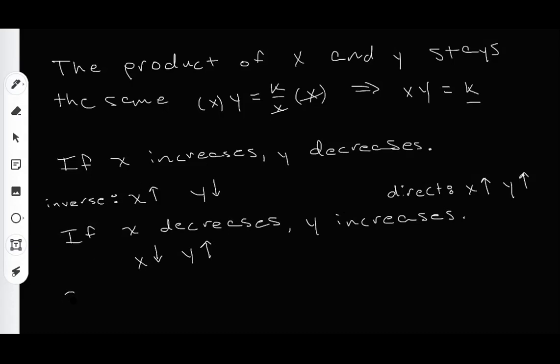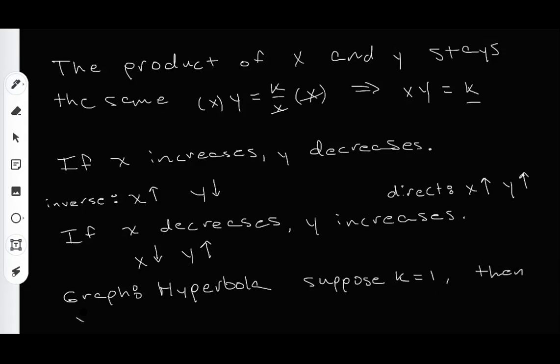So the graph of the function is going to be a hyperbola. So what does this look like? Well, suppose k equals 1. Then y equals k over x becomes y equals 1 over x.